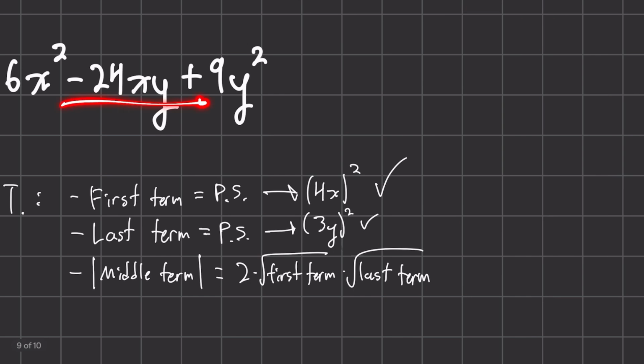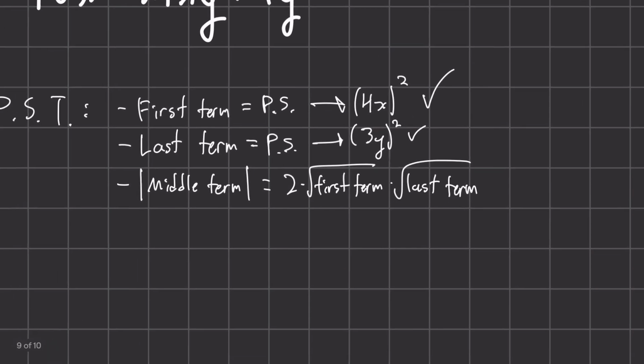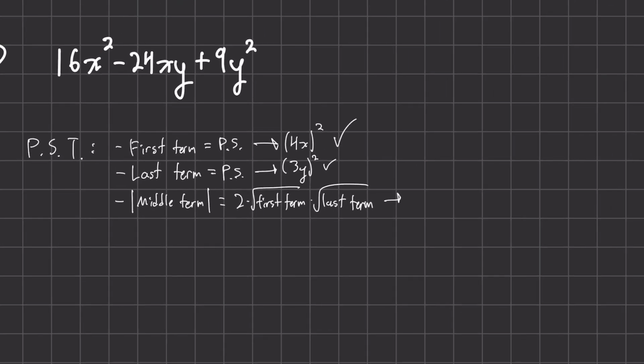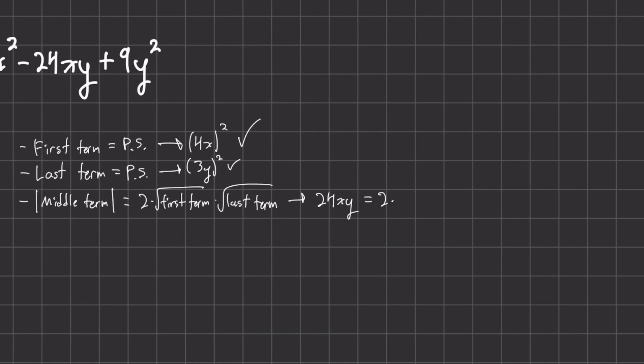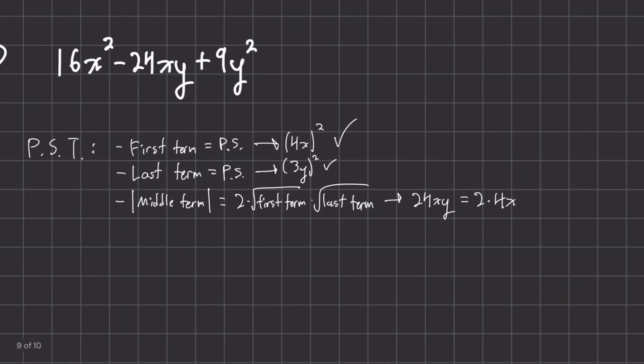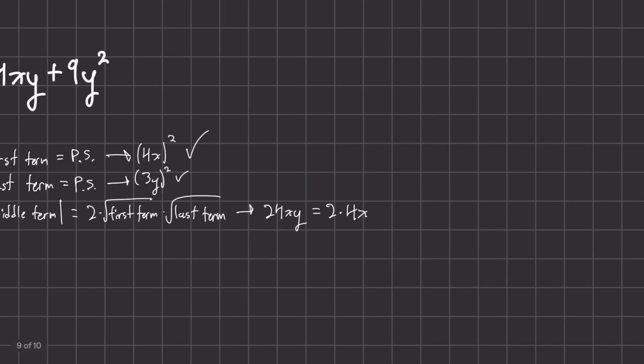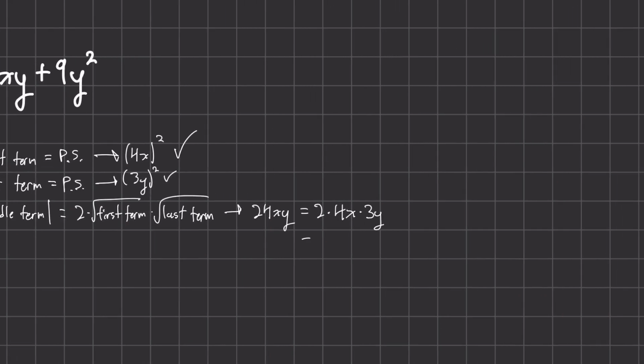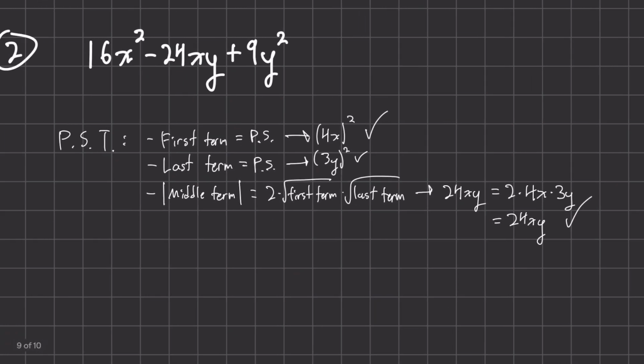And now the last criteria. Our middle term is this right here, negative 24xy. But because we only care about the actual value and not the sign, since we're taking the absolute value, we want 2 times the square root of the first term times the square root of the last term to be equal to 24xy. And let's try this. 2 times the square root of our first term is going to be 4x, because it's the square root of 16x squared. And the square root of our last term is going to be 3y. And that gives us 24xy. And so it meets all the criteria.